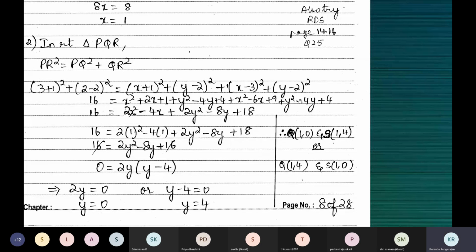So here it is PQRS. If Q and S are the opposite vertices, and 1 comma 0 is for Q, then the other one, 1 comma 4, is for S. And vice versa here.